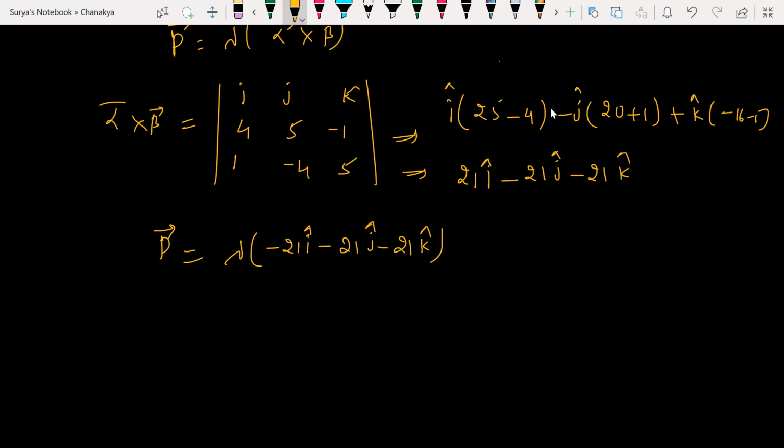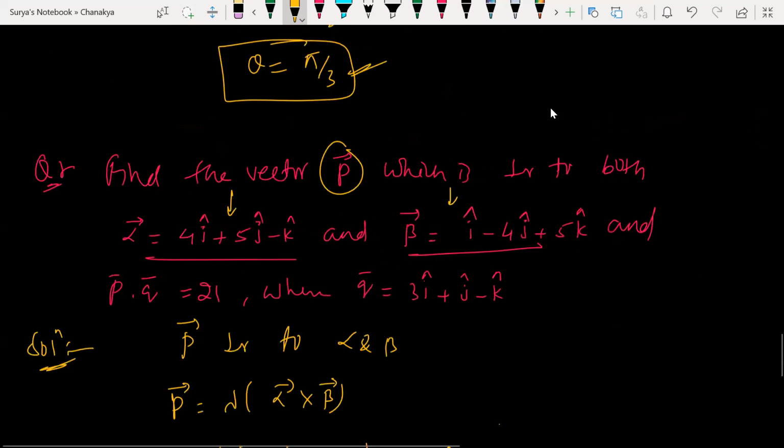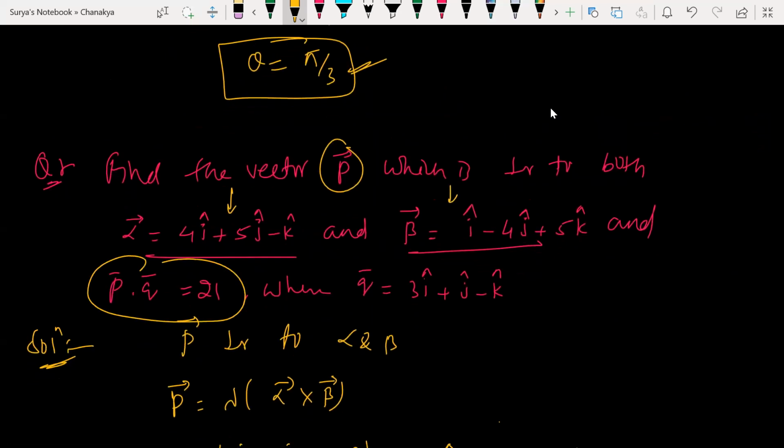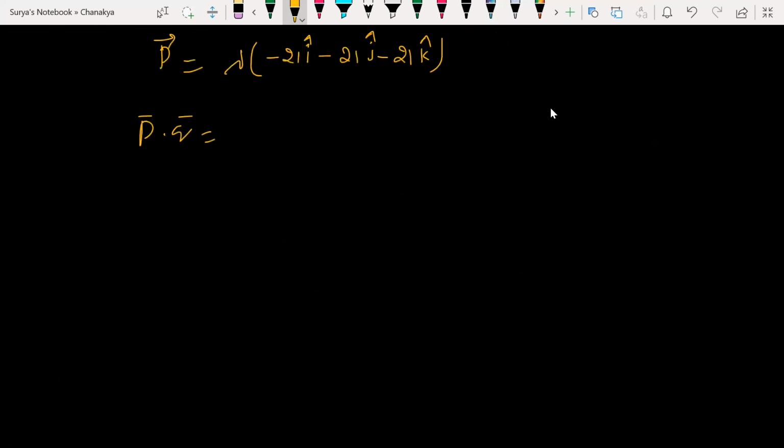Come on, how can I find it out? Tell me, Shrikar. So P dot Q is given. P dot Q, how much is given? P dot Q given is 21. That's it. P dot Q is equal to 21.